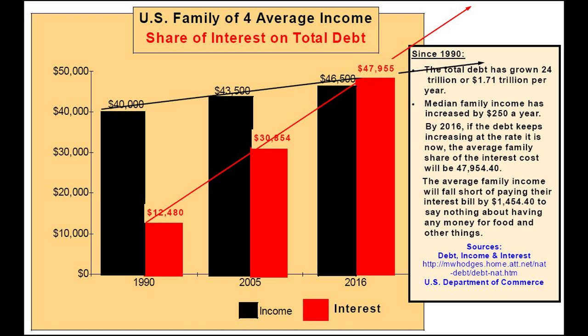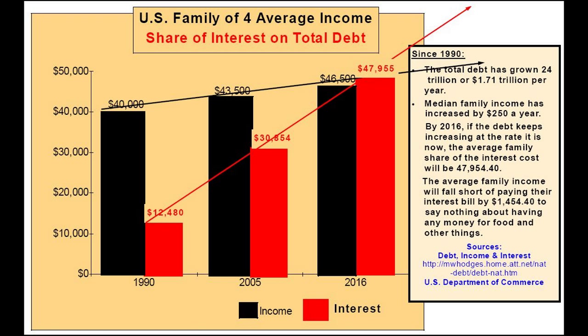Because all businesses and the federal government push that interest down to the consumer by either raising the price in businesses or raising the taxes from a government level, whether it's state, federal, or county. So then all this interest load also becomes the responsibility of the individuals. So then in 2005, the total income, and this was according to the Department of Commerce, was $43,500. But now the total interest load for the family of four has increased to $30,854 for the family of four.